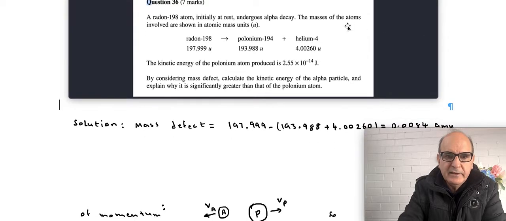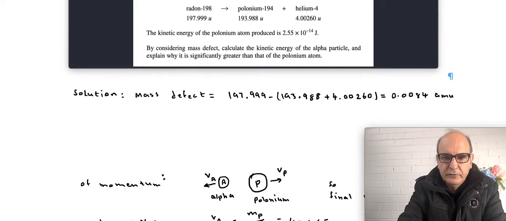The kinetic energy of the polonium atom produced is 2.55 times 10 to the minus 14 joules. By considering mass defect, calculate the kinetic energy of the alpha particle and explain why it is significantly greater than that of the polonium atom.